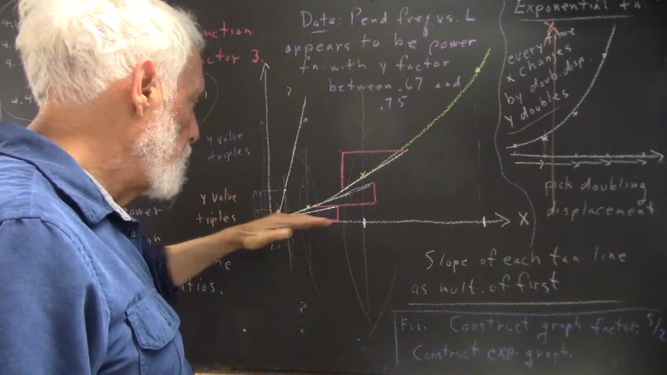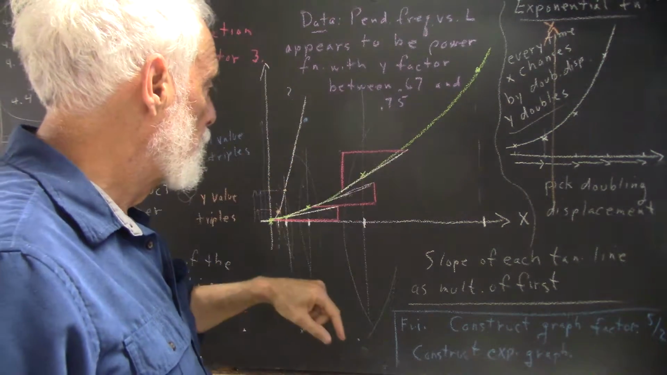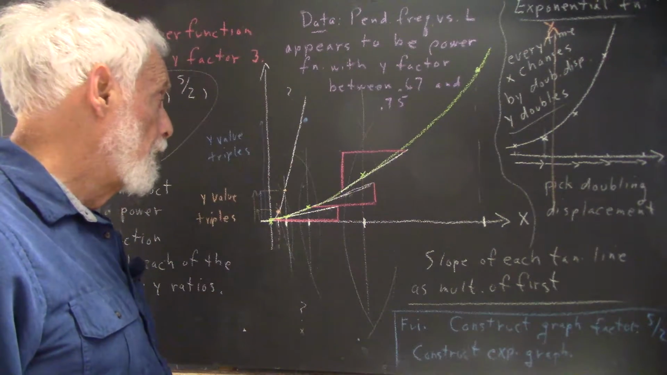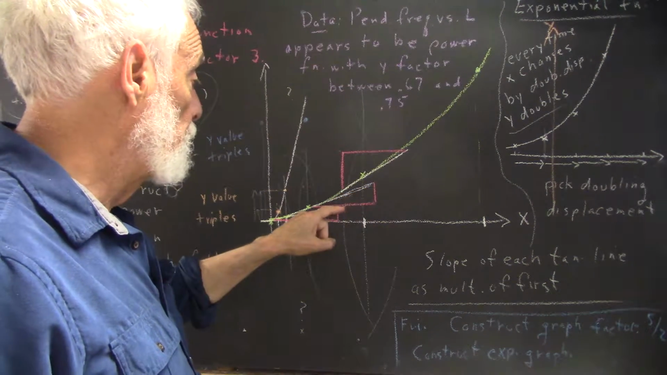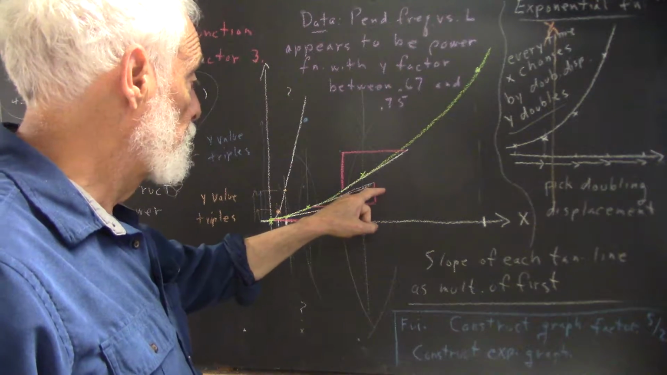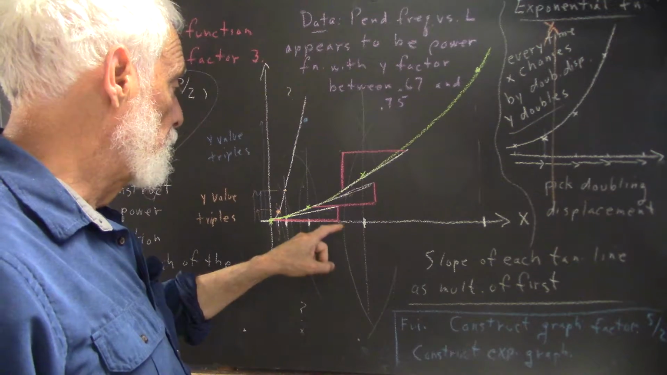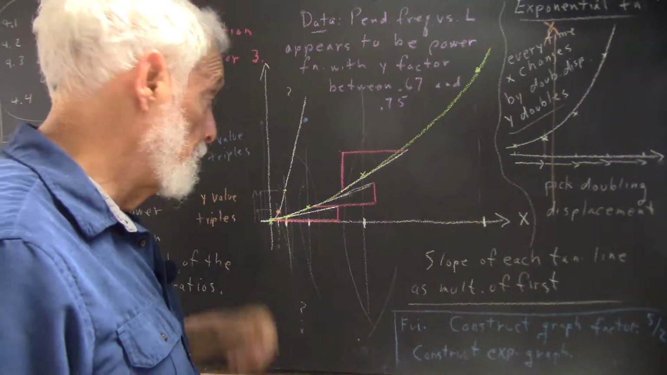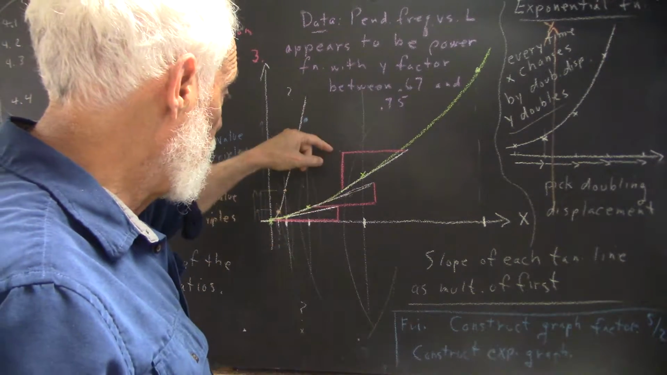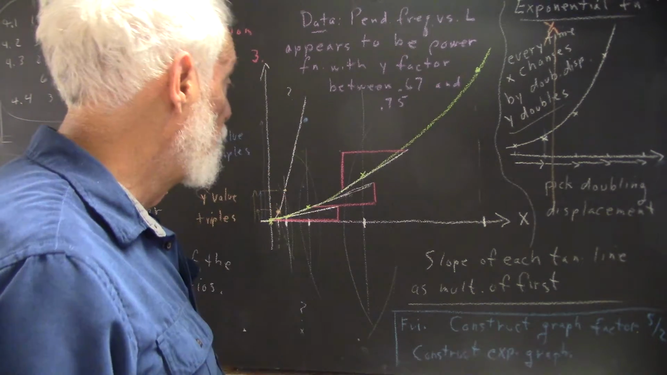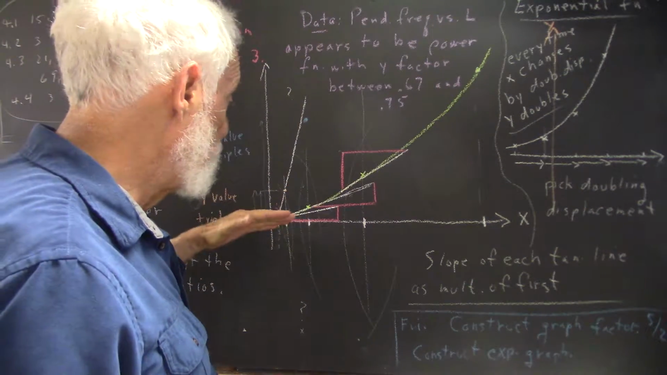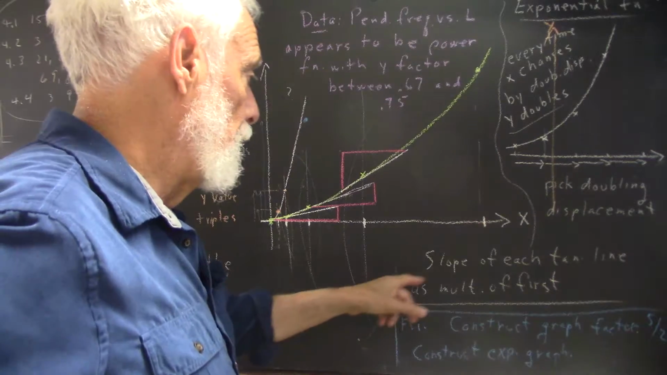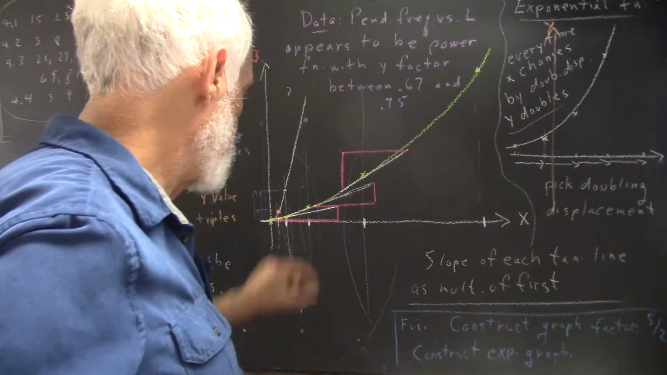Because the run being the same for all of them, the ratio of the rises will be the ratio of the slopes. If this rise is twice as big as this, then this rise divided by the run is equal to twice this rise divided by the run, since the run is the same in both cases. And if this rise is 3 times this rise, then this slope is 3 times this slope. So we estimate that. We find the slope of each tangent line as a multiple of the first.